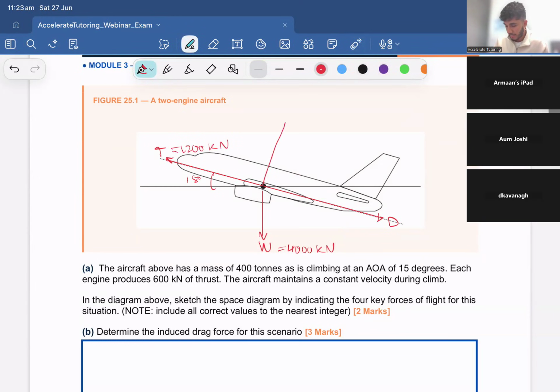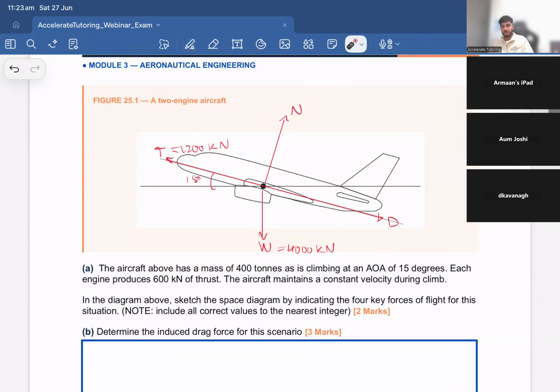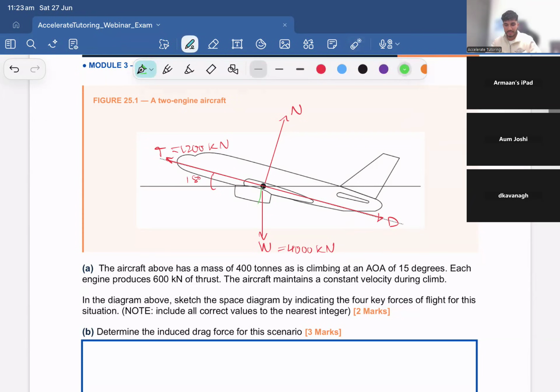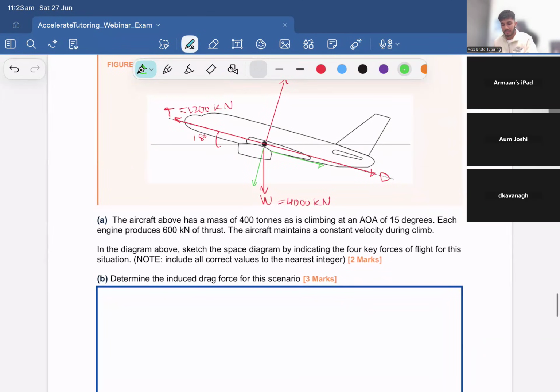And then we have our normal. Now, this diagram, they just expect this because they've just said 4 key forces. When we are analyzing it, of course, the thing we would do is break our weight into perpendicular and parallel components. For this part A, you don't need it because it's just asking for the 4 key forces. But for the next part, in terms of finding the drag, that's where we will do it.